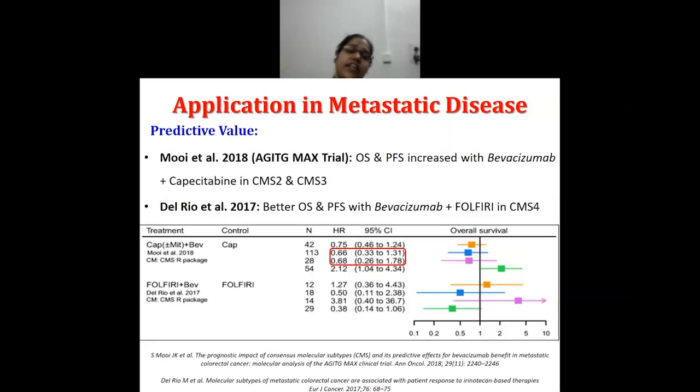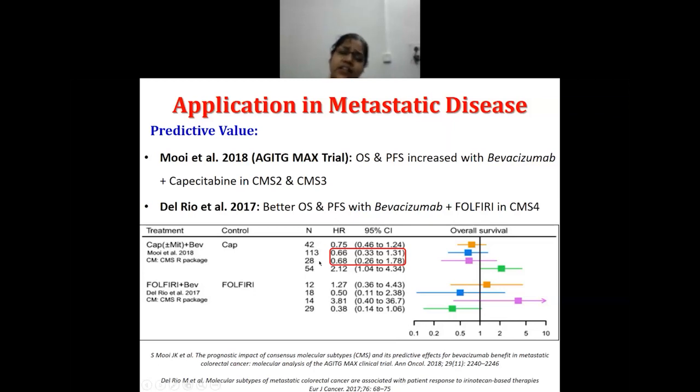There is another study by Moe et al. in 2018, in which molecular analysis of the AGITG MAX trial was done. They showed that overall survival and progression-free survival were increased with the addition of bevacizumab to capecitabine plus or minus mitomycin in CMS2 and 3 variants.